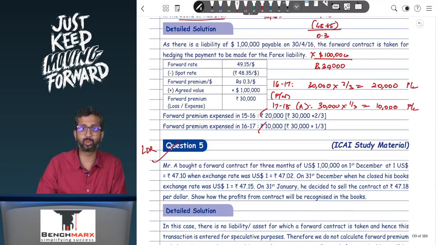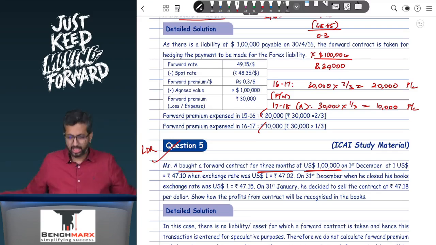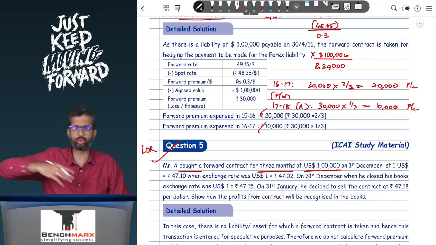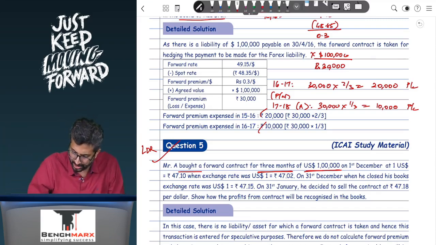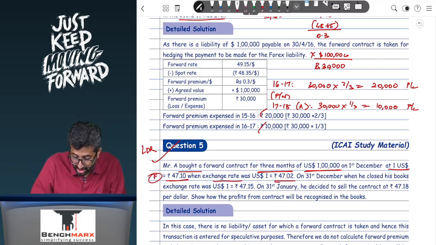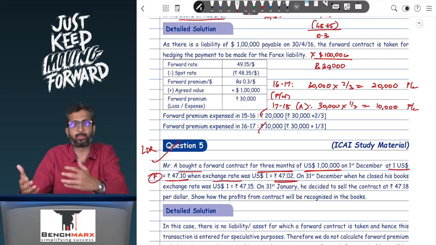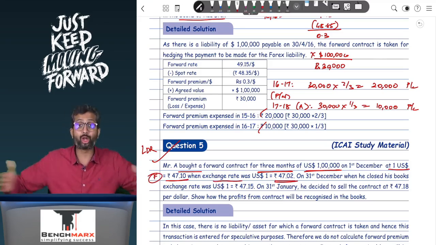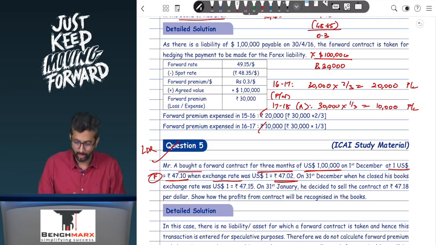Next, if you compare this with question number 5, which is largely for speculation, Mr. A bought a forward contract for 3 months of $1 lakh. That's it. They've directly bought a forward contract. They have not been telling you that I had a liability to pay after 3 months. No, you've just bought a forward contract on 1st December at the rate of 47.1. So this must be your forward buy rate, when the exchange rate was 47.02. So technically 0.08 is a premium, but that premium you will record only if it was a contract for hedging.